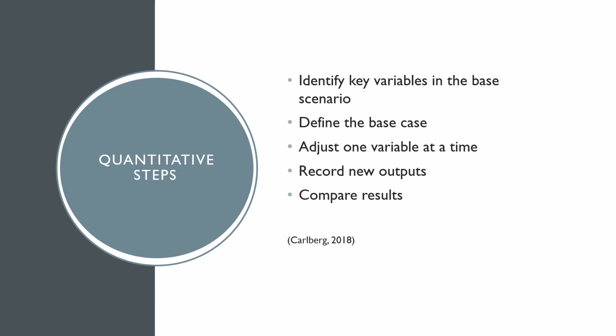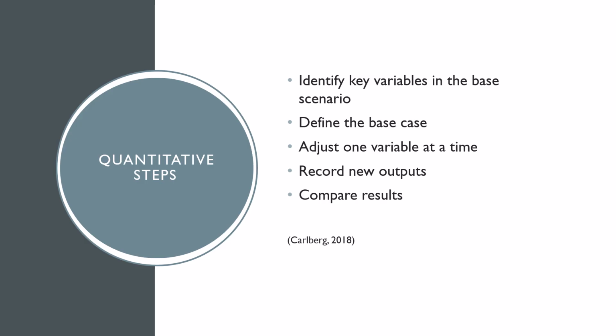So to break it down, the quantitative process follows these 5 steps. Identify key variables. For the branch, this could be membership growth, loan volume, interest income, or operating cost. Define the base case. So we could say our model would assume 1,000 new members and $10 million in new loans. Adjust one variable at a time.